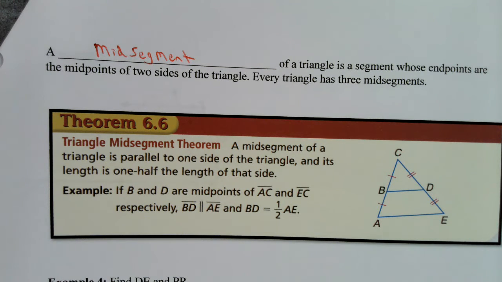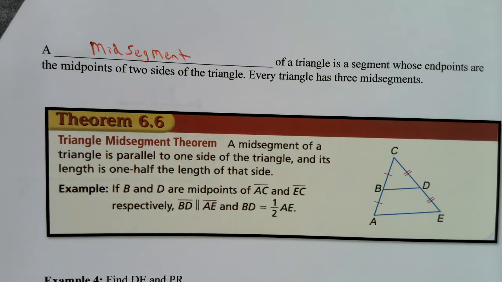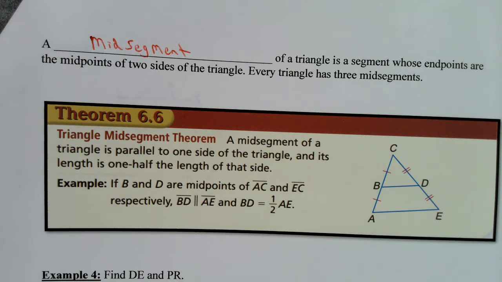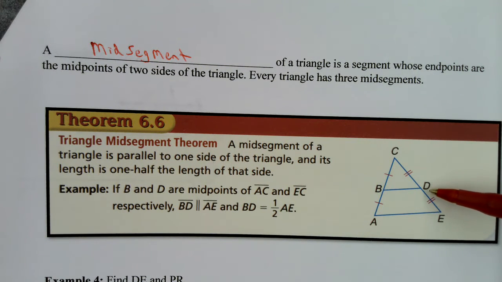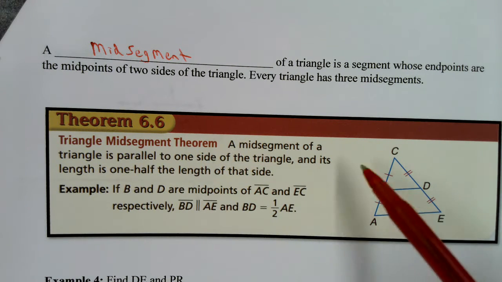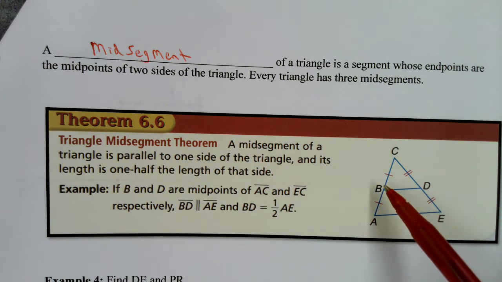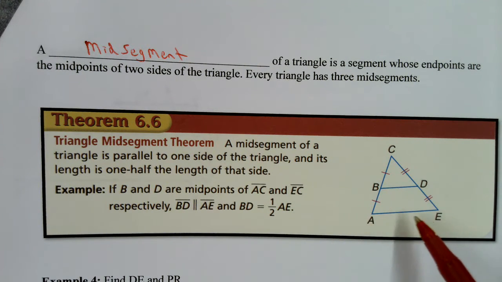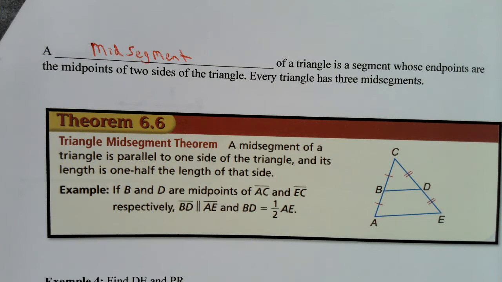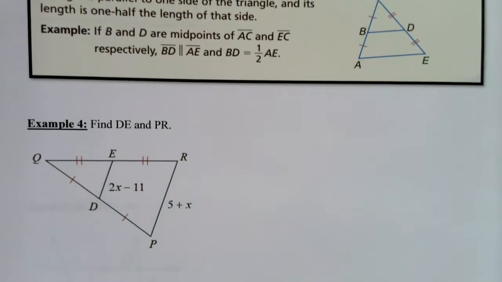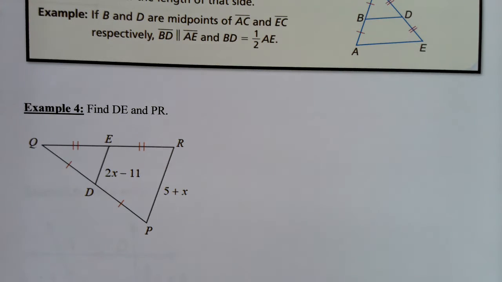Now, we have what's called the triangle midsegment theorem, which we won't prove. I'll just give it to you. It says a midsegment of a triangle is parallel to one side of the triangle, and its length is 1/2 the length of that side. So since BD is a midsegment, it means that it's going to be parallel to AE, and it's half of AE. So if AE was 50, that means that BD is 25, and so on. Let's do one example on that.